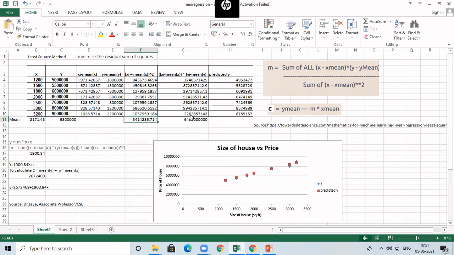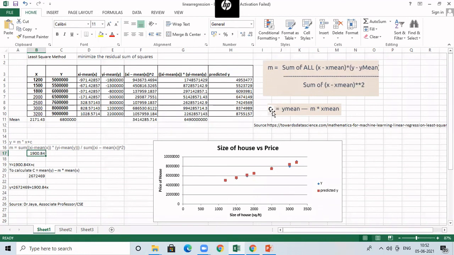Now I have to divide the numerator, this value, by the denominator value. I'll be getting the m value here. Okay, so m I have calculated. And for this particular example, the calculated value of m is 1900.84. Now the model should apply this m value to find out the c value.